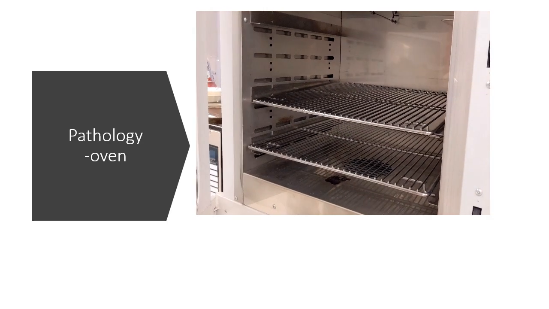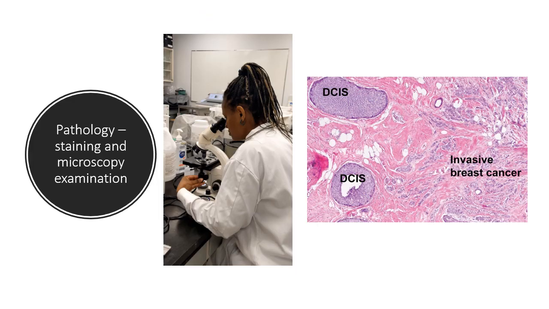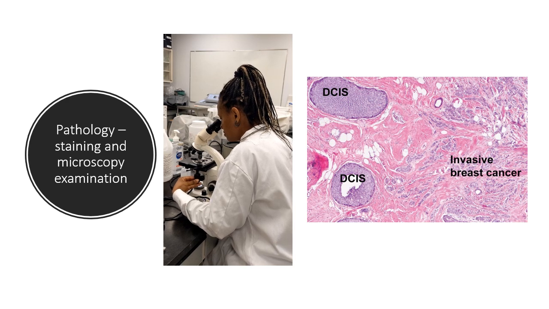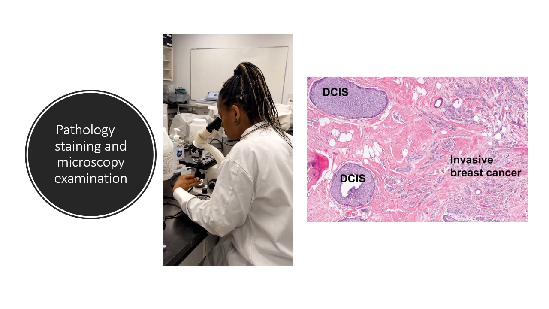Once all the slides have been cut, the slides are put into a dryer oven to allow the slides to completely dry before staining. For staining, the slides are loaded onto an automatic stainer where they will be stained in order to visualize the different components of the tissue. The slides are then given to the pathologist for examination.